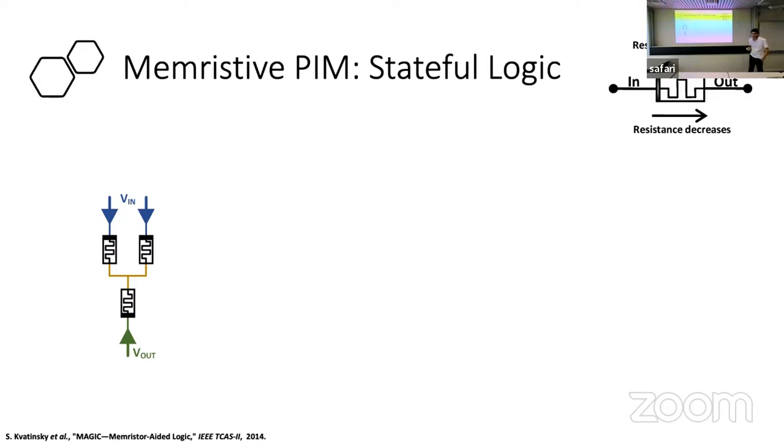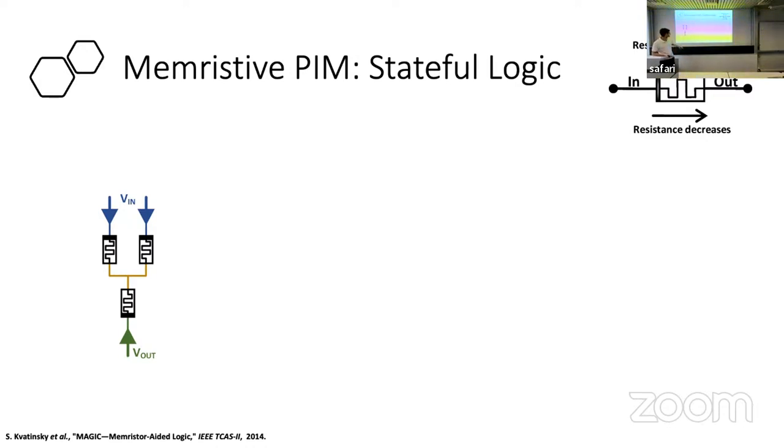But now if you want to do processing in memory, we're going to need to be able to compute with the exact same physical device that stores data. And that's where this circuit comes into play. Here we have three memristors connected together, and we're going to be applying two fixed voltages. For example, here we apply 1 volt, here we apply 0 volt. And because of the structure of the circuit, the state of the memristor at the bottom, that is the resistance of the memristor after the operation, is dependent on the states of the top two memristors. And we can show this dependence is actually a NOR gate.